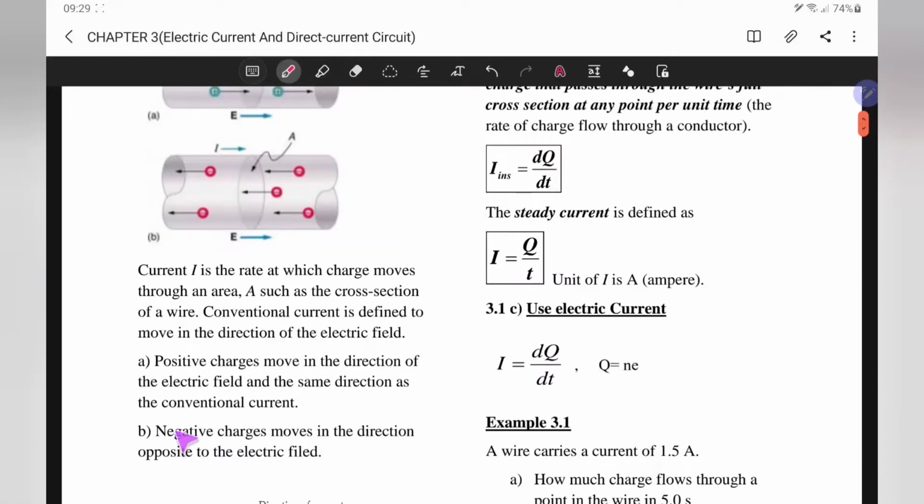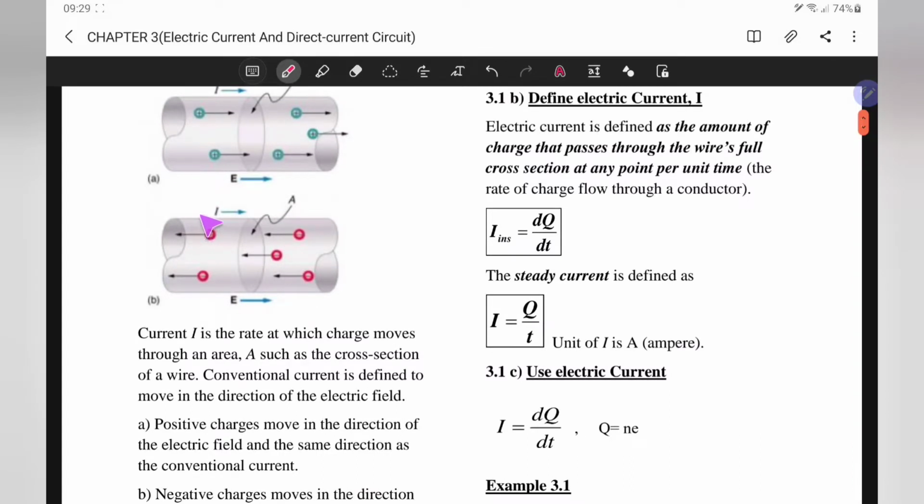But according to our latest research, we are talking about a negative carrier charge. So negative charges now move in the direction opposite to the electric field. Let's say the current flows to the right. At the same time, the electron moves to the left. So it seems like the direction of current is actually opposite to the direction of E. Suppose the flow of electron is directed to the left, so it opposes the direction of conventional current.